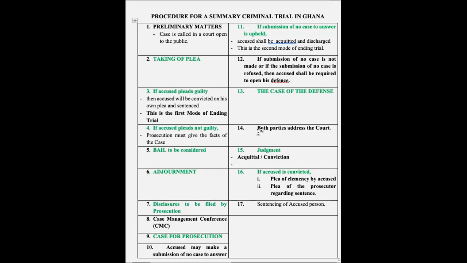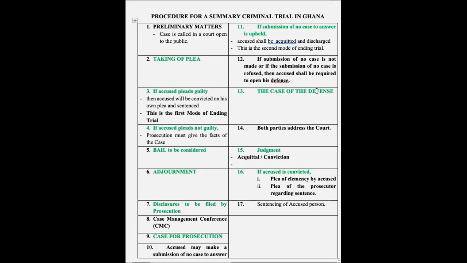Beyond the preliminary matters, if the accused is in court and the accused stands in the dock, the next thing will be the taking of the plea of the accused person. Over here, we'll decide on whether the accused is going to plead guilty, not guilty, or guilty with explanation. We'll look at all of that when we get to the taking of the plea. And this is just by way of an introductory overview to summary trial. After the preliminary matters, when the case is called in open court and the accused is present, we move to the taking of the accused person's plea.